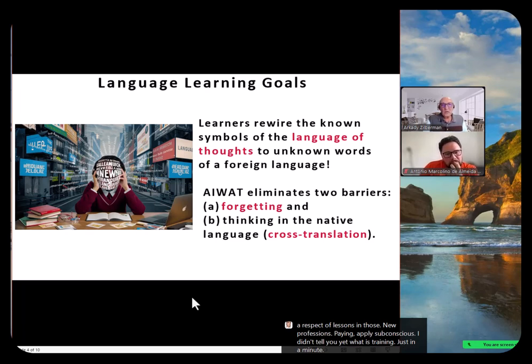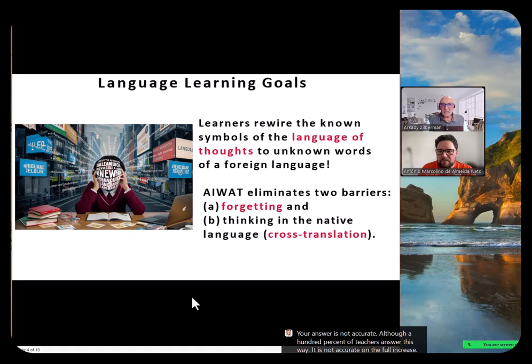Learners rewire the known symbols of the language of thoughts to unknown words of a foreign language. That's what we do in AIWAT. And that is a new definition of learning a language.